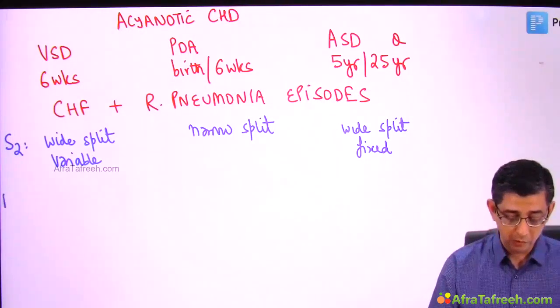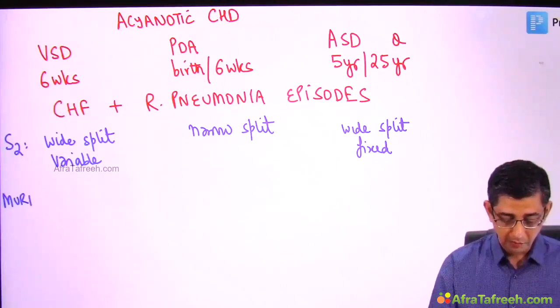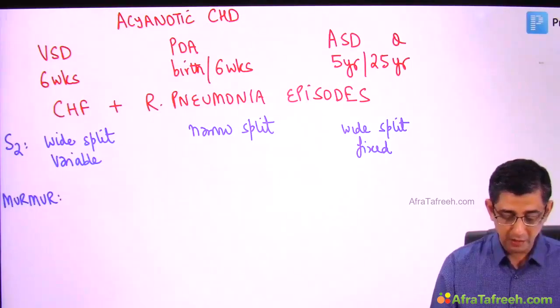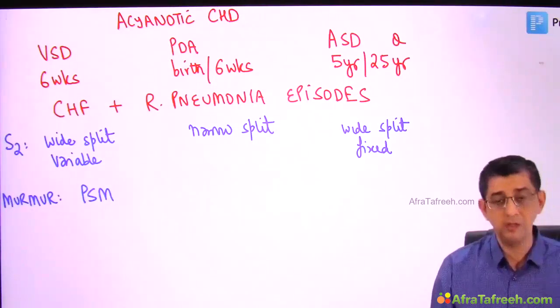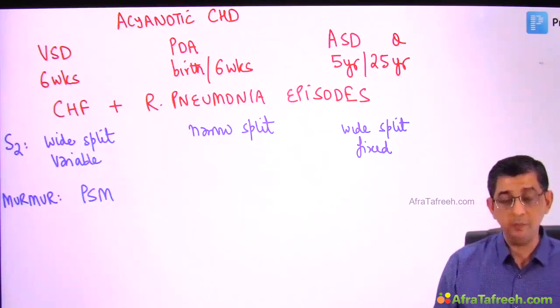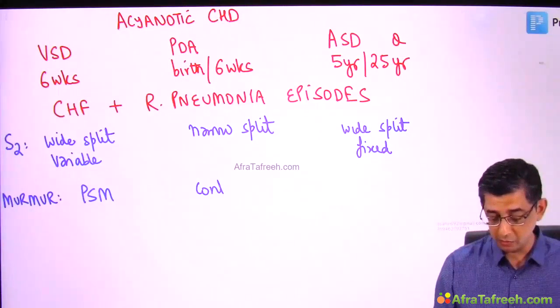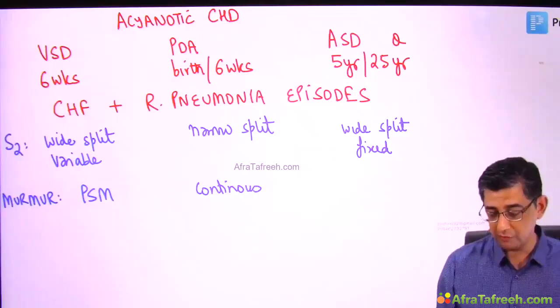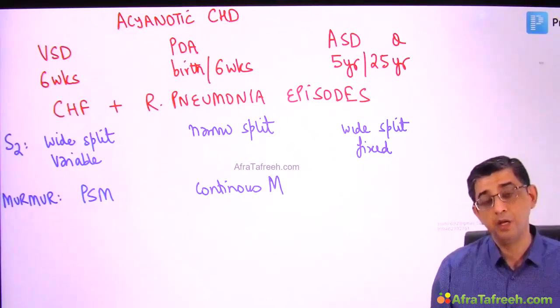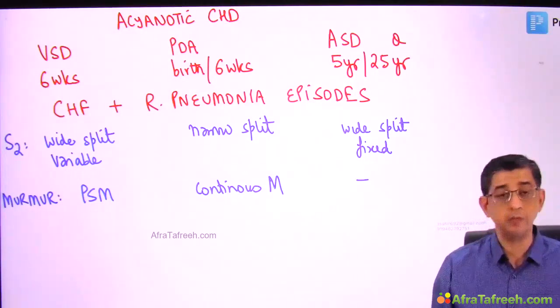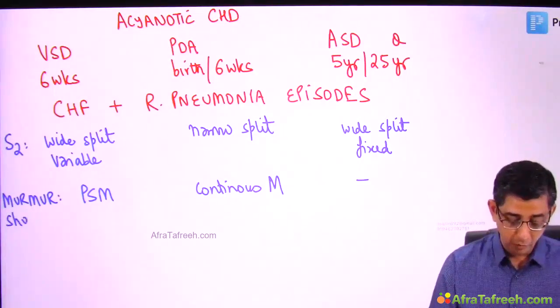Then the murmur will also do the trick in this case. When you look at VSD, the blood is leaking from the left ventricle to the right ventricle, so pansystolic murmur. In patent ductus arteriosus, the murmur can be so loud that it will drown the noise of everything else. That would be a continuous murmur. In ASD, there is no shunt murmur. There can definitely be flow murmurs.